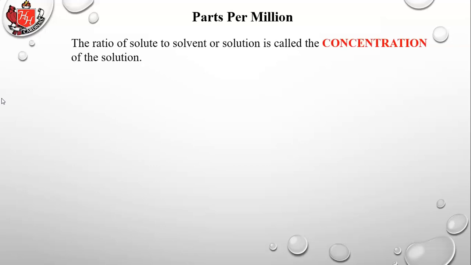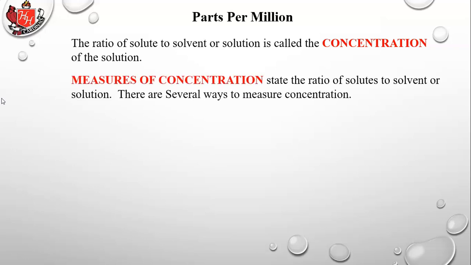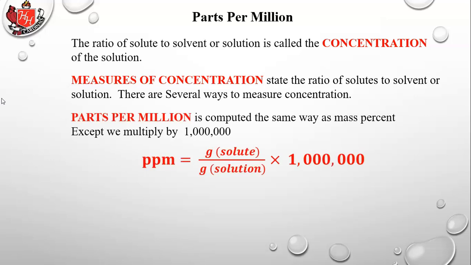Parts per million. Again, the ratio of solute to solvent or solution is called the concentration of the solution. Measures of concentration state the ratio of solutes to solvent or solution. There are several ways to measure concentration. Parts per million is computed the same way as mass percent. You use grams, except we multiply by a million, not by 100%. So it's grams of solute divided by grams of solute plus grams of solvent. That's what grams of solution is, everything mixed together. And then you multiply by a million.